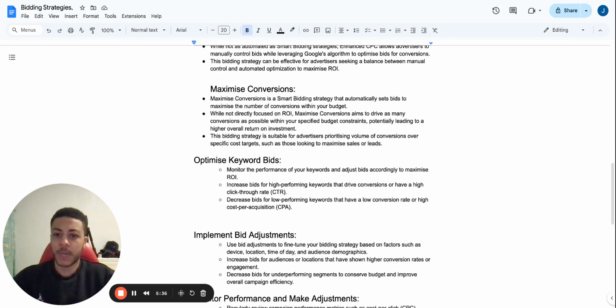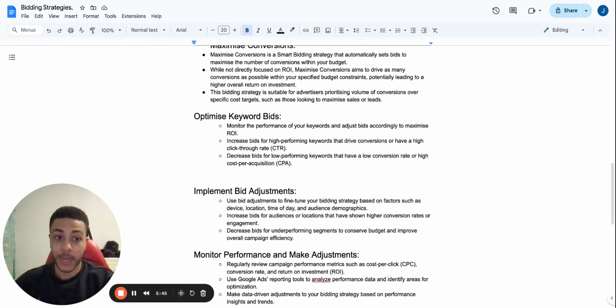So basically, all optimizing is for keywords specifically is look at what works and look at what doesn't, and put more money into what works and take money out of what doesn't. That is pretty simple. It's a simple input output mechanism.